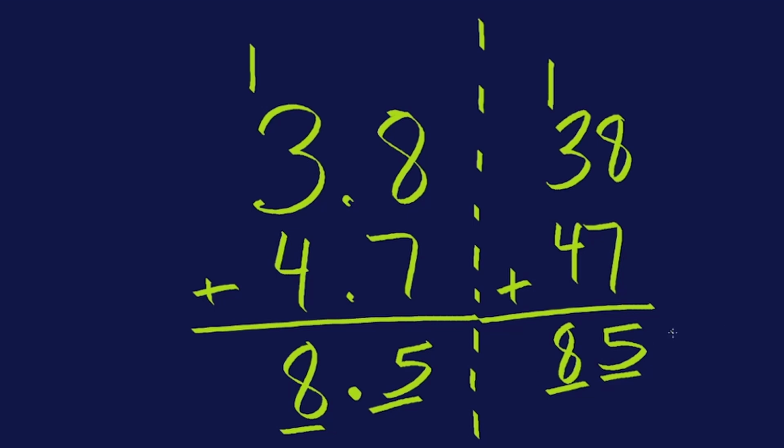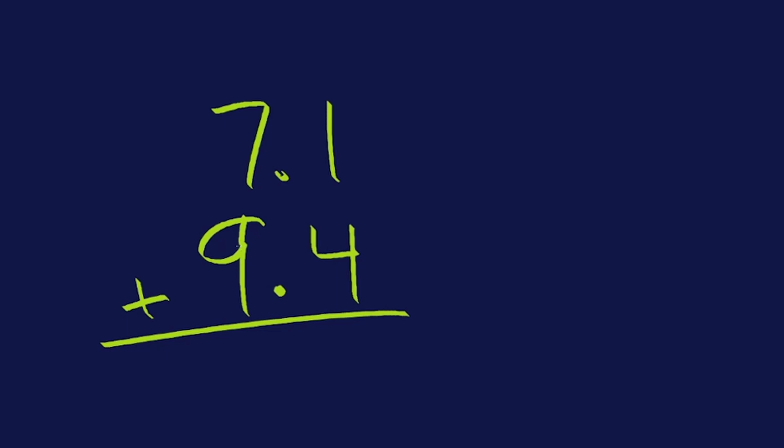Let's try another. 7 1/10 plus 9 4/10. Let's start with 1 plus 4 is 5. 7 plus 9 is 16. But 165 is not our answer. We have to drop the decimal into our solution as well. There we go. 16 5/10 is correct.